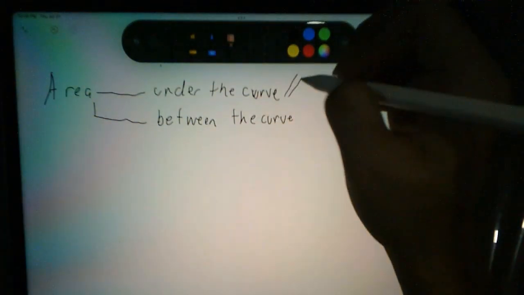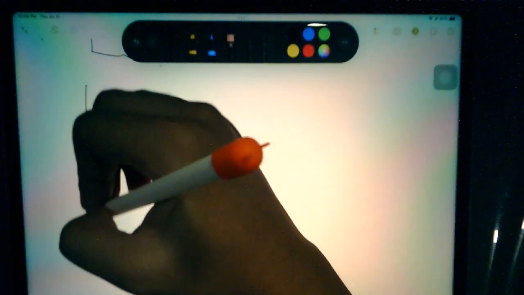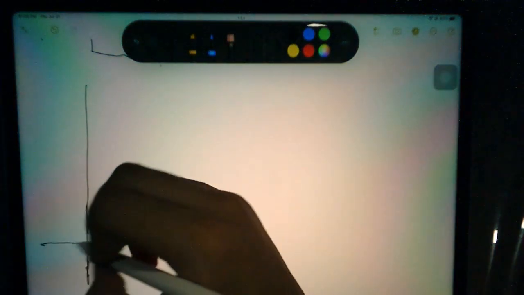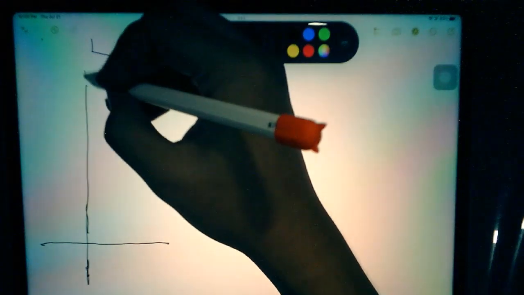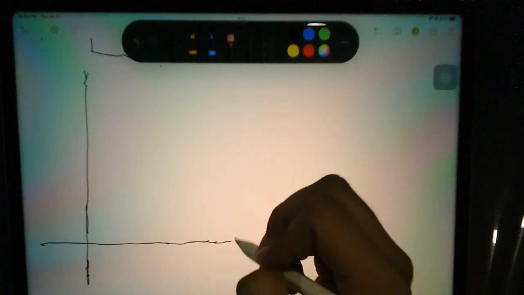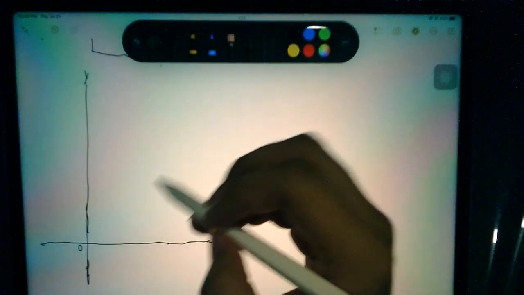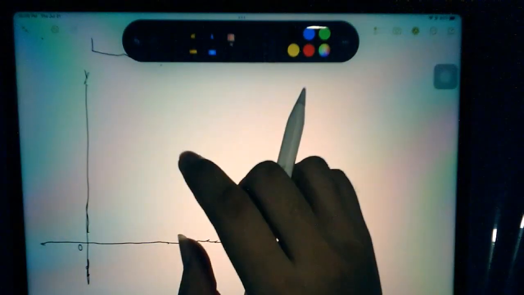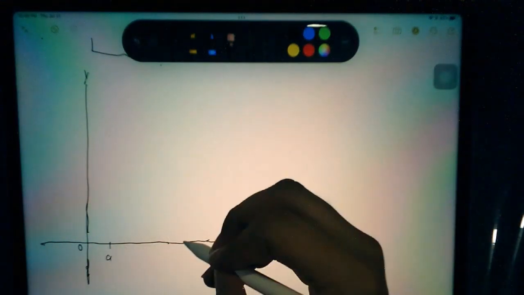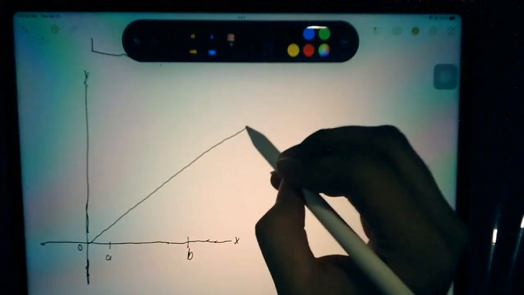First, we're going to talk about the area under the curve. Let us illustrate what the area under the curve looks like. So this is our y axis and this is our x axis. Our origin here is 0. The area under the curve is bounded from points A to B. For example, this is our area under the curve.